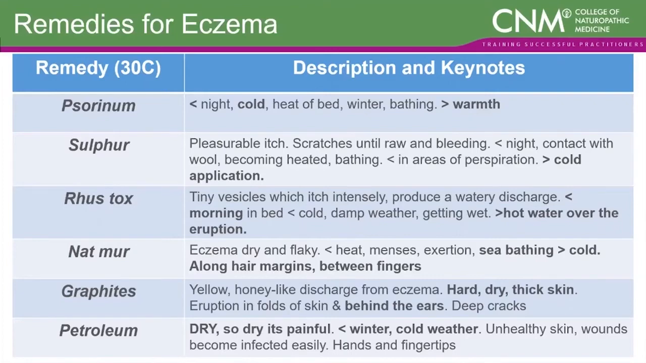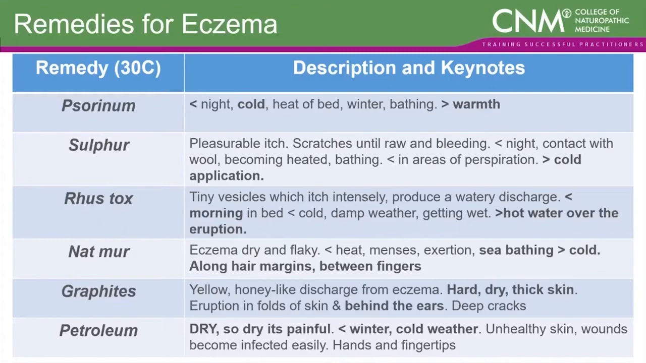You also tend to find the eczema eruptions in Natrum mur happen along the hair margins, and they also get little pimples along the hair margins, and then eczema in between the fingers, so in between the grooves. The next one is graphites.